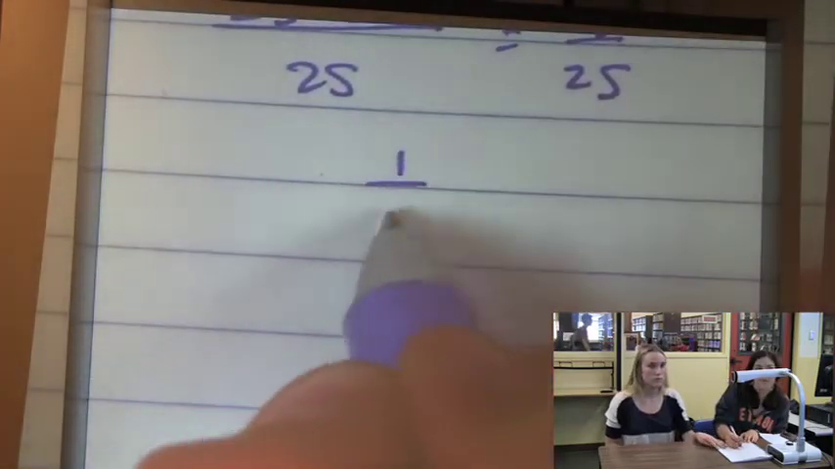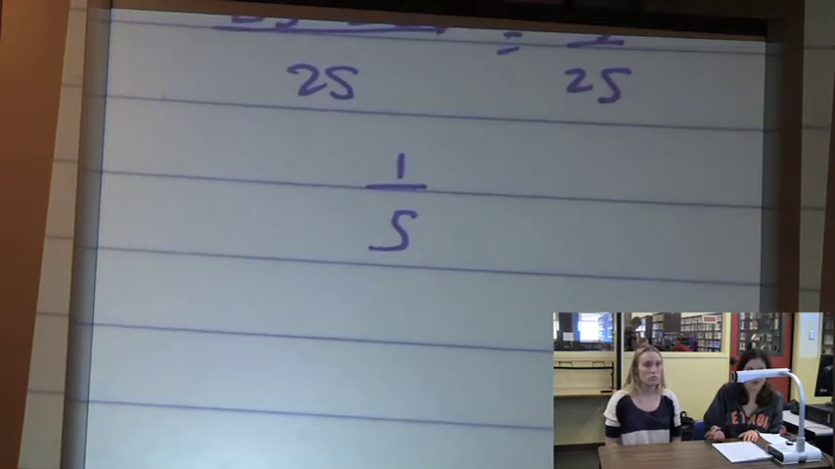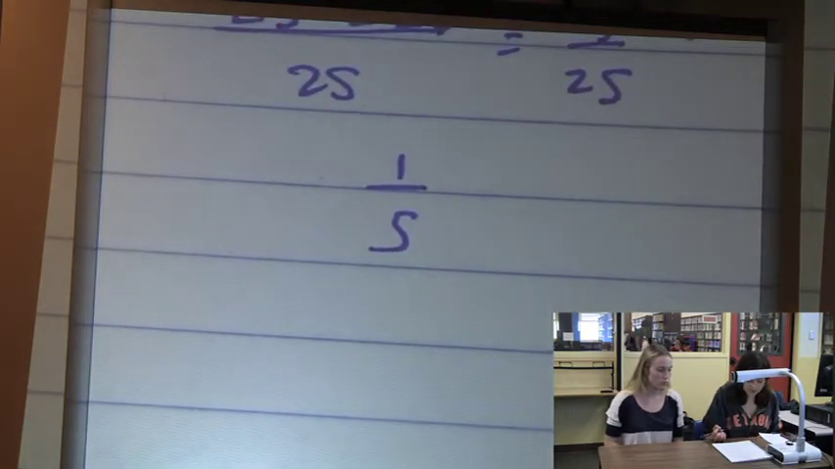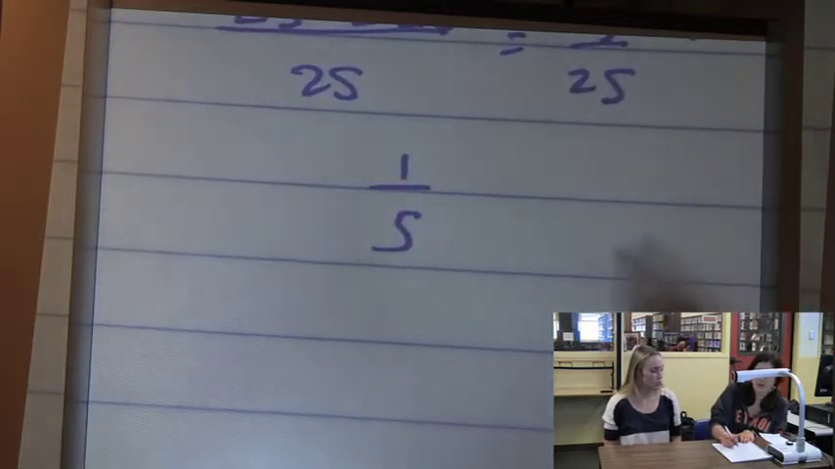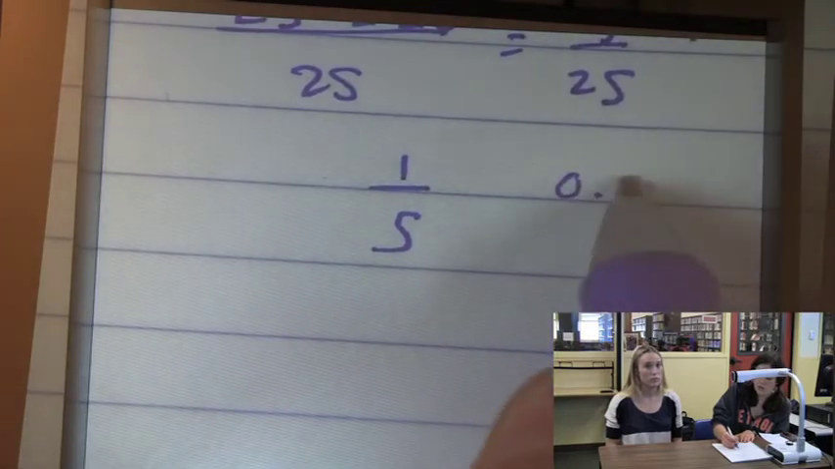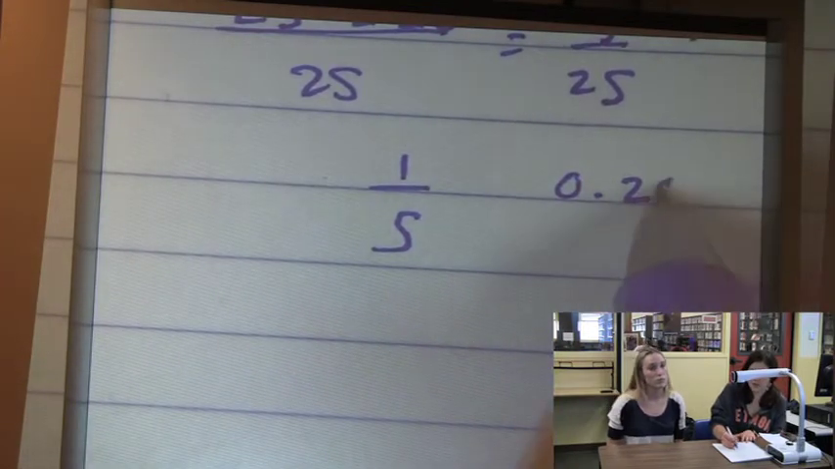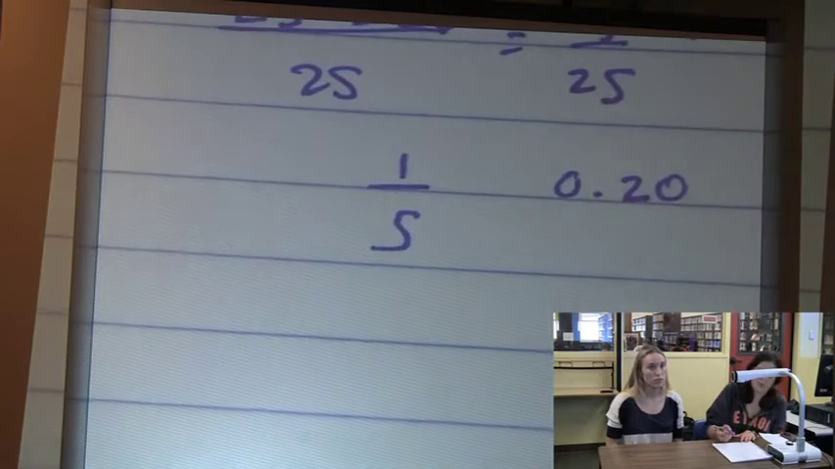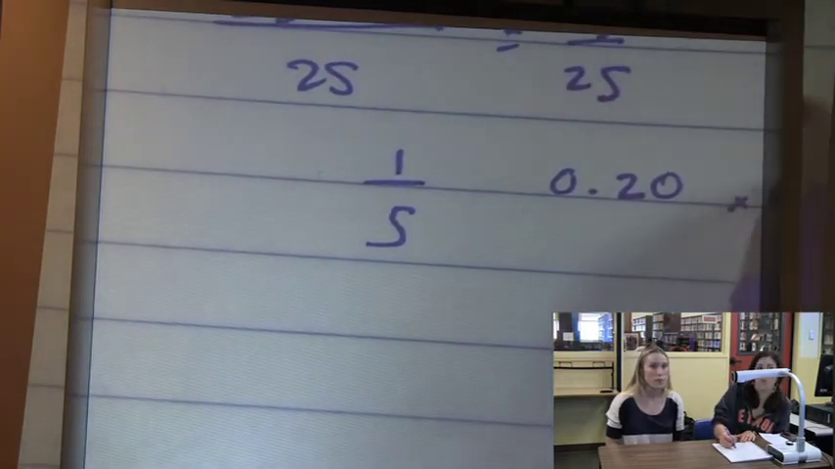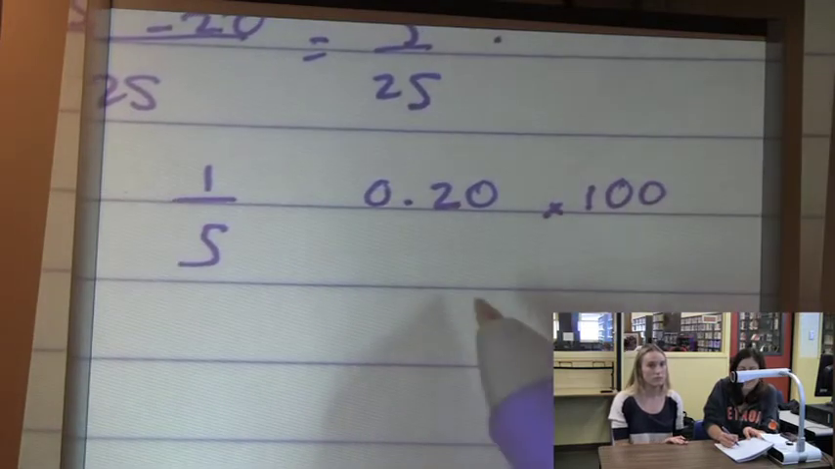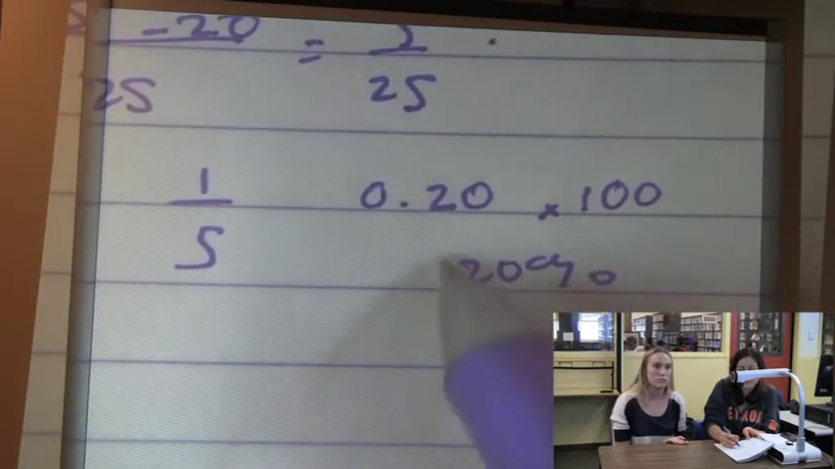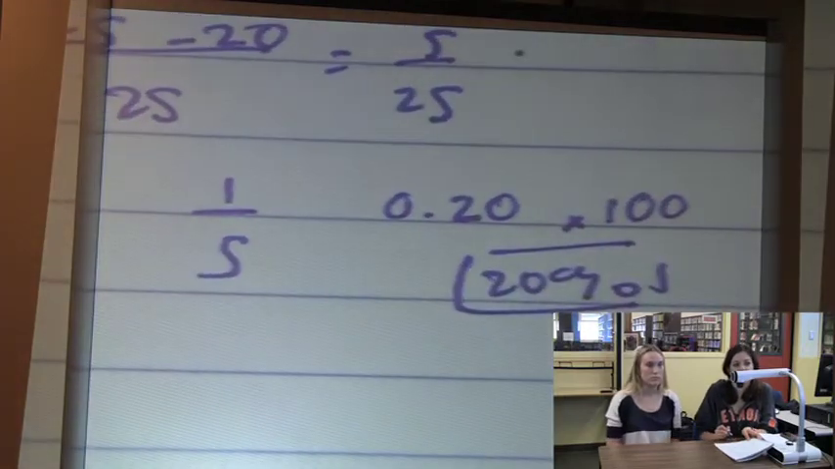which is also equal to 1/5. Now you need to change that into a decimal. When you change it from a fraction to a decimal, it's 0.20, which for a percentage you multiply by 100 to get 20%. So it was marked down by 20%.